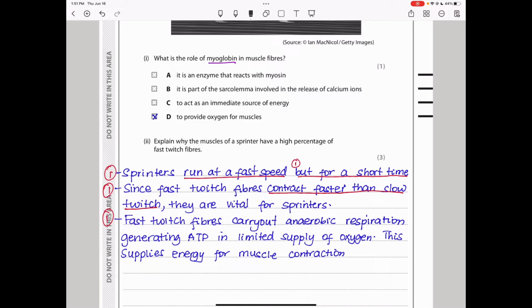Also, fast twitch fibers basically carry out anaerobic respiration. So, when a sprinter is running, the oxygen they take in is not enough. So, there's a lot of anaerobic respiration going on, and the fast twitch muscle fibers are good for that. So, generating ATP in limited supply of oxygen, and this generates the energy for muscle contraction. So, fast twitch muscle fibers are going to be more in percentage within the muscles of a sprinter, basically.